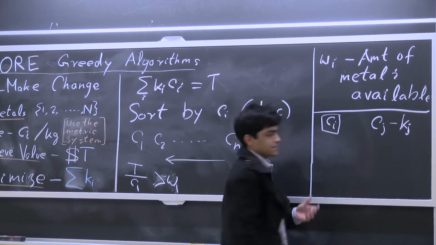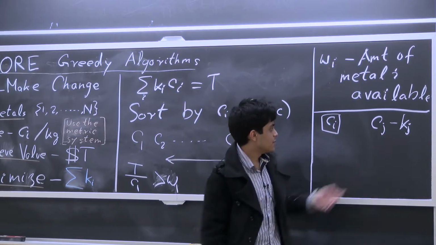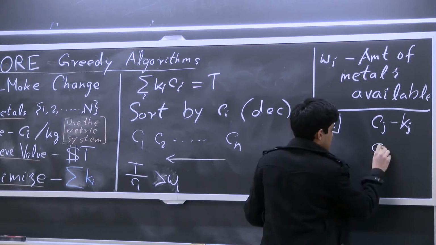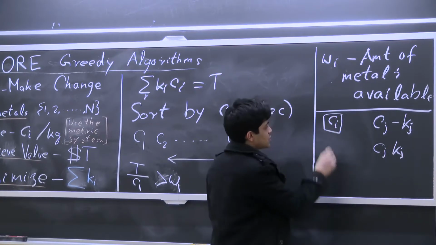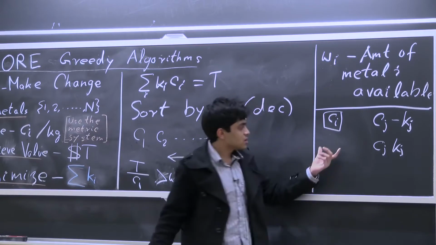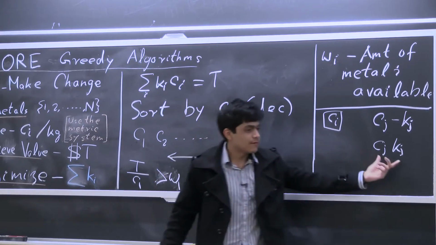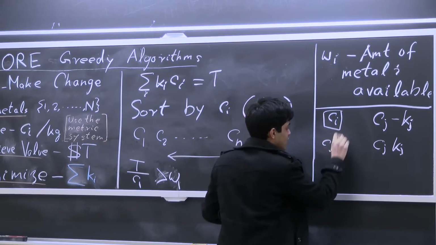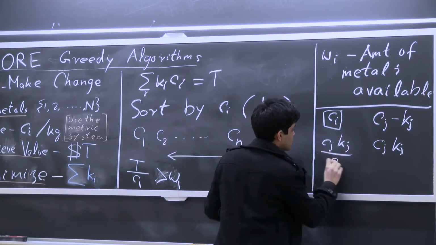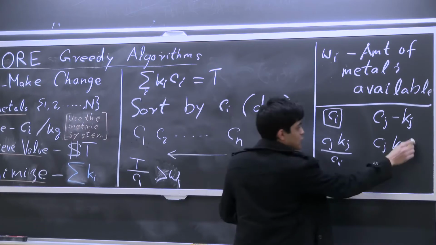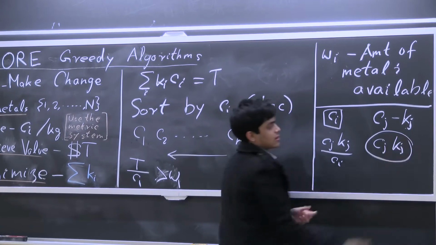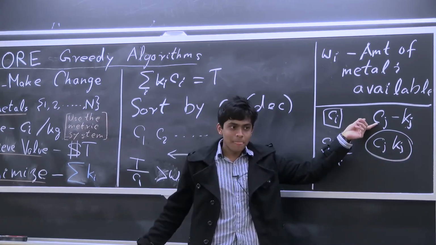So the value you're getting from this is Cj Kj. And instead, if you use Ci, how much metal would you need to get the same value? You would need Cj Kj over Ci. Does that make sense? This is the value you would obtain by using Kj kilograms of this metal.